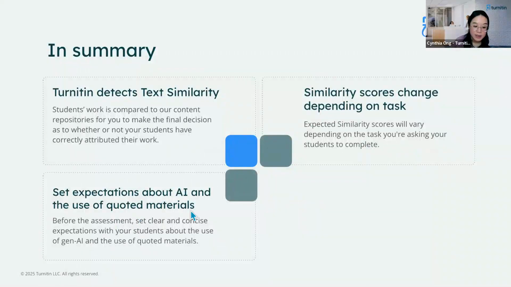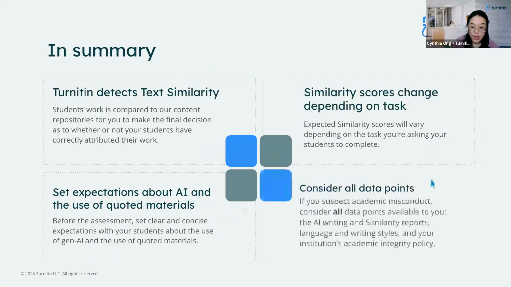And always set expectations about AI and the use of quoted materials. So it's always good to manage your students' expectations beforehand so they know what they can or cannot do. And finally, just remember to consider all the data points as you review the reports. If you ever suspect academic misconduct, just consider all the points available to you, which would be the similarity report, the student's language and writing style, as well as your university's academic integrity policy.